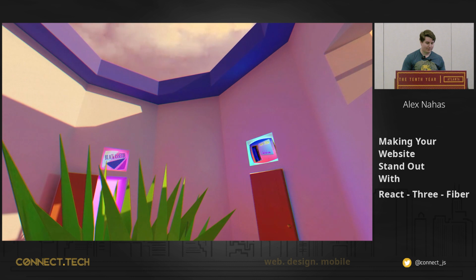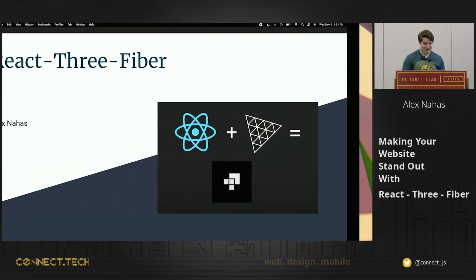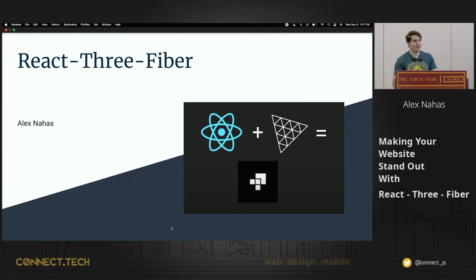What I want to show you today is that with React Three Fiber, which is just a React wrapper for 3JS, you can do this sort of thing very easily, not write a lot of code, and build a lot of functionality with just very few lines of code. So before we get into it, I'm going to go over a little bit of a crash course on how 3D rendering works on the web.